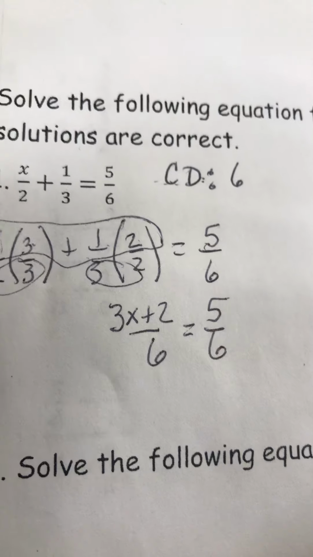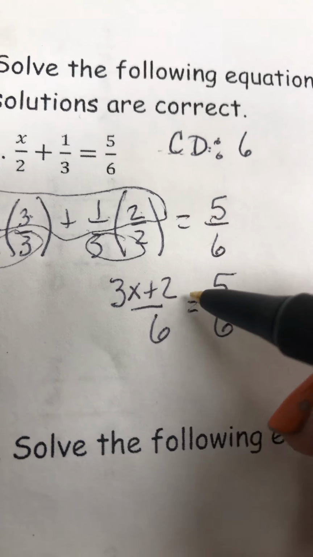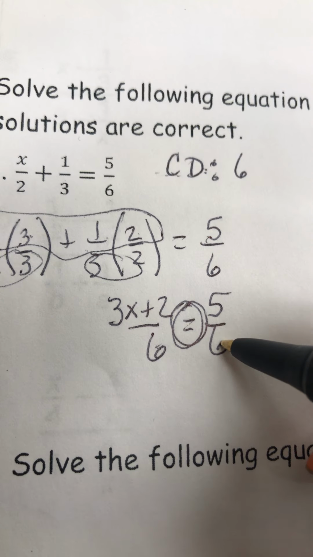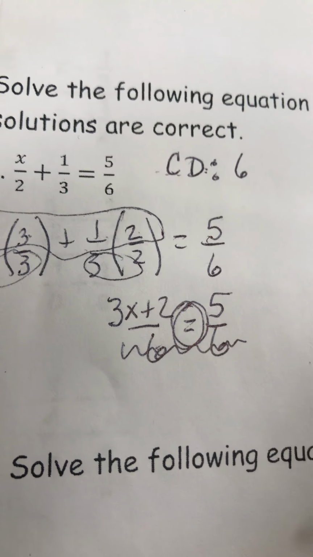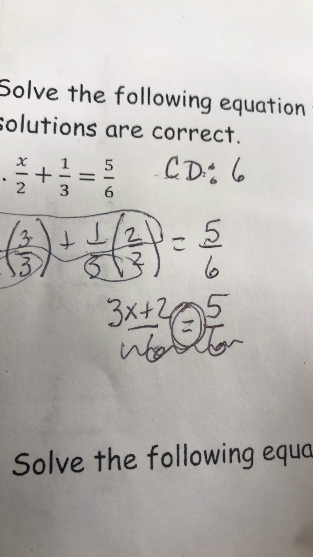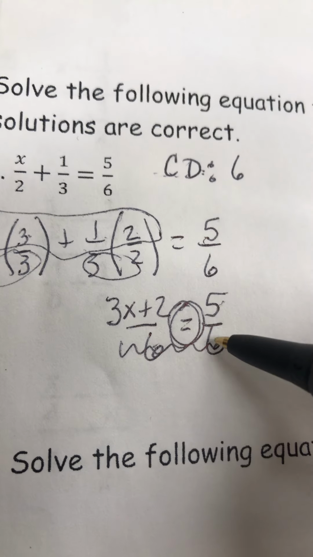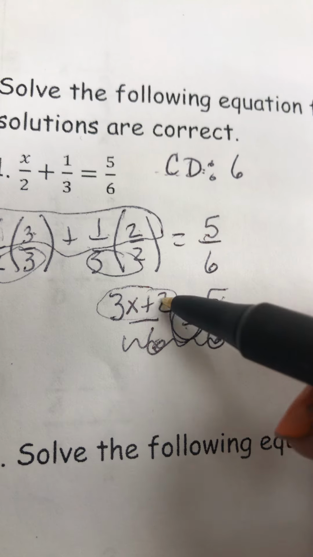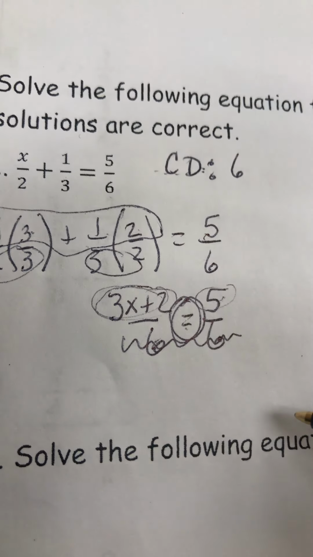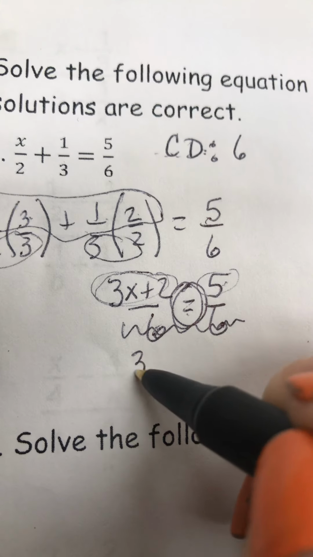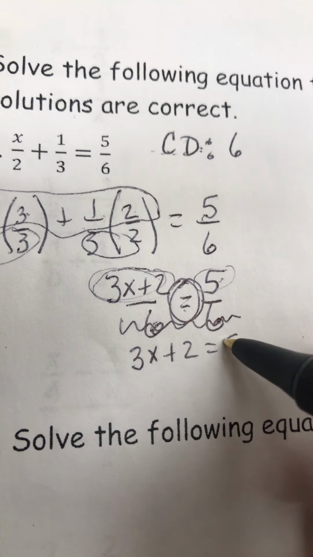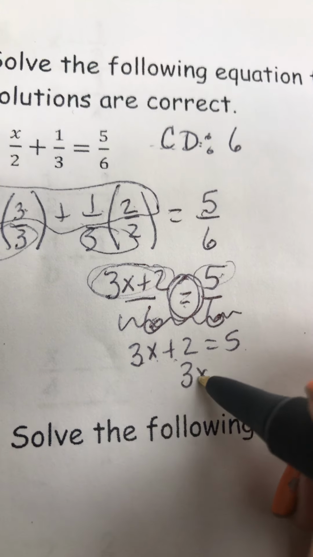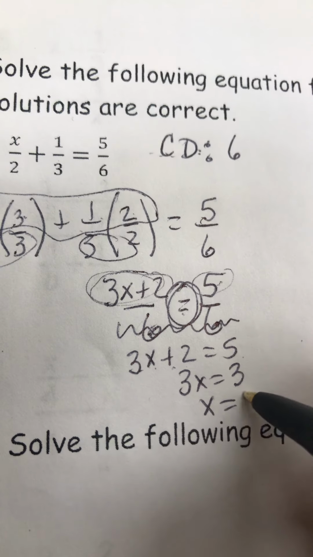Okay, so now here comes the special part. If you ever see an equal sign and these denominators match each other, then you can cancel them out. Okay? That's the only time you can do this. Because 5 over 6 would have to equal something over 6, then this something must equal 5, correct? So your new equation is nice and easy. It is simply 3x plus 2 equals 5. Move the 2 over, we get 3x equals 3. Divide, we get x equals 1.